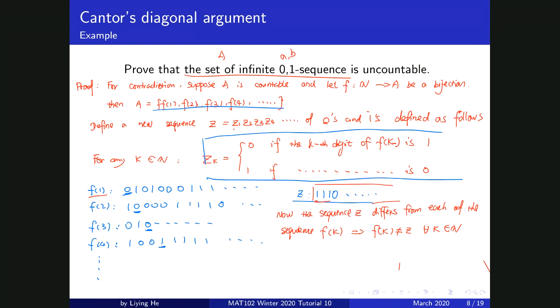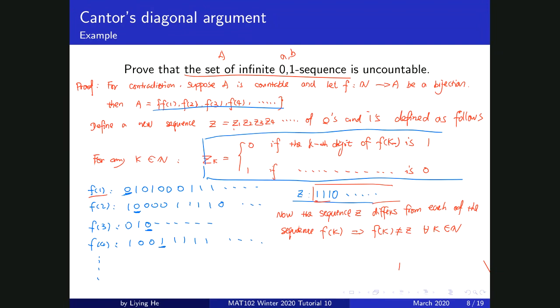That is why we construct our sequence zk like this. Because if the first digit is 1, then we pick 0. If the first digit is 0, then we pick 1. Because we know that it can either be 0 or 1. It cannot be both. Any other question?